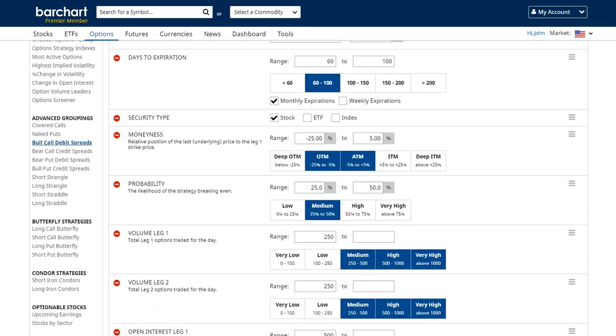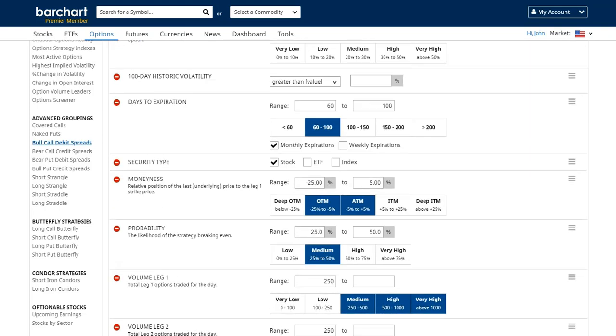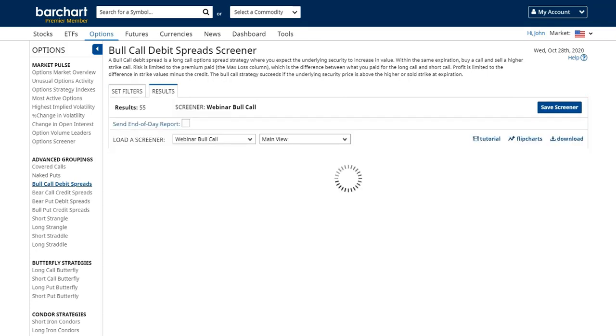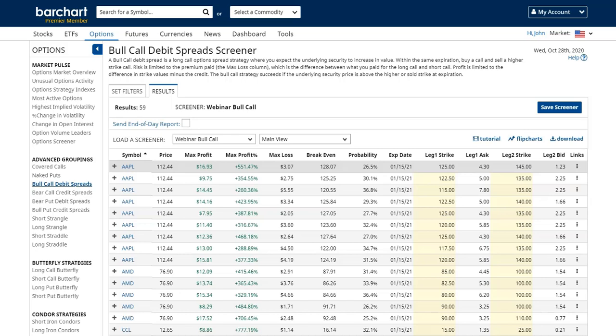Here's our volumes and our open interests. Again, I think for weekly traders, you probably want to look for a lower volume, but certainly open interest, we probably want to hold a level on that. So if I run that, the result looks like we've got 59 candidates. Okay, now we've narrowed this down, right? We really narrowed it down from 1,000 to 59.